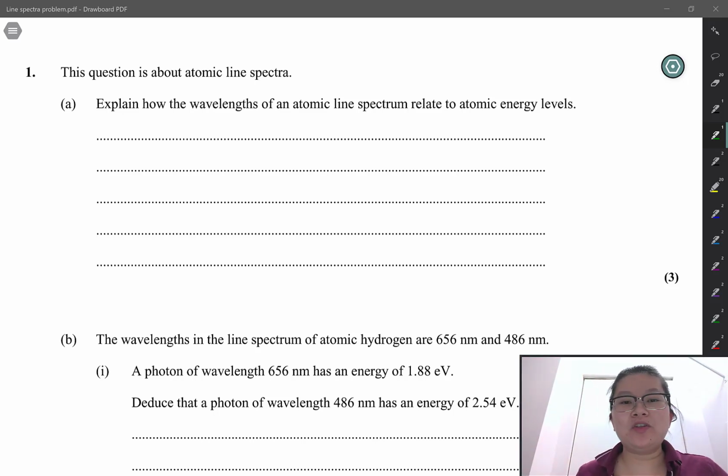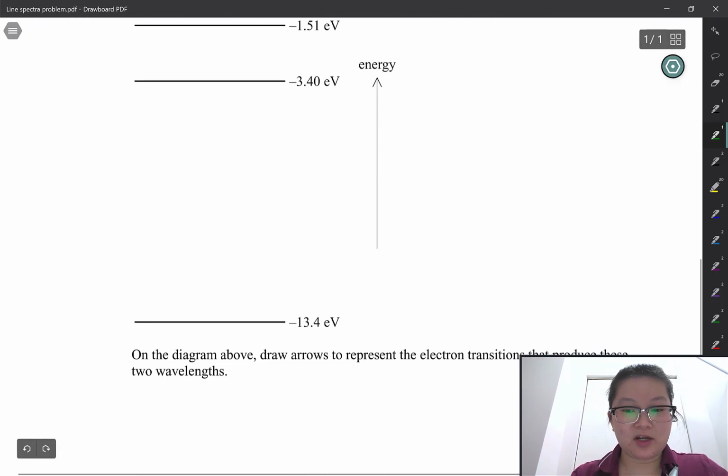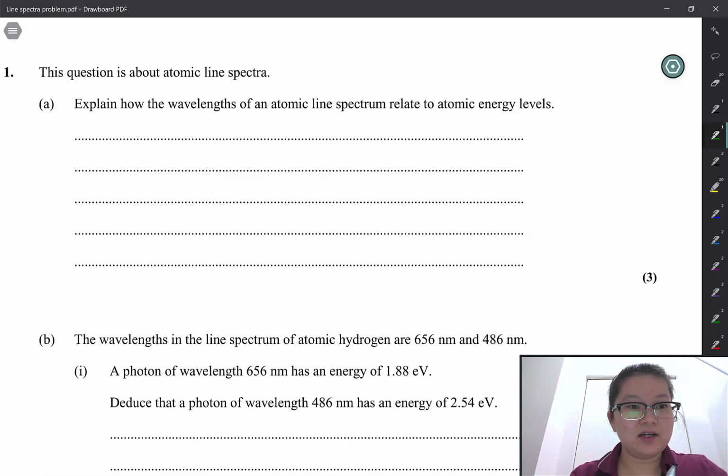In this video, we're going to do an example on atomic line spectra. So this is topic 7, and for our lesson purposes, this will be tagged along to 7.10, discrete energy levels in emission and absorption spectra. So let's begin. This is an IB style question, so very relevant for us. Explain how the wavelengths of an atomic line spectrum relate to atomic energy levels.